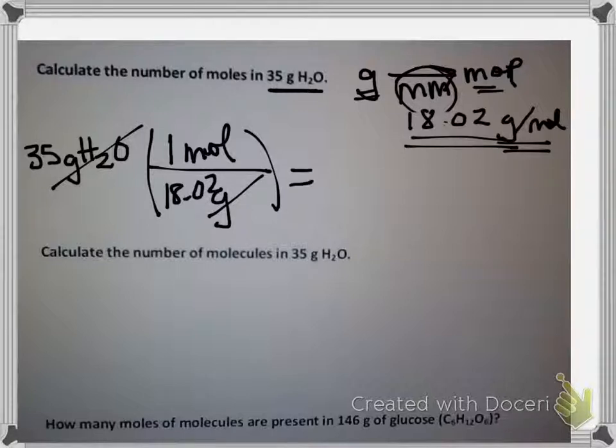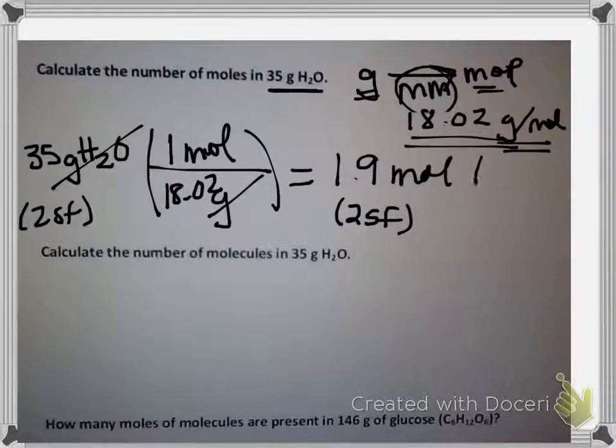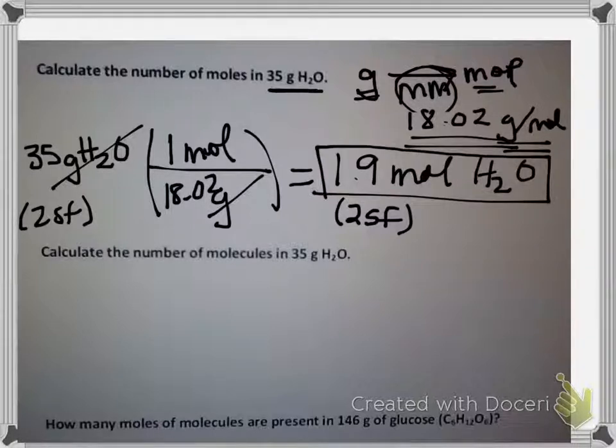Alright, so this time I'm dividing. 35 divided by 18.02. It's going to be about 2, isn't it? When you divide that on your calculator, remember we start with 2 significant figures, so we're going to end with 2 significant figures. I get 1.9 moles. If you have almost twice the weight of a mole of water, then you have almost twice the amount of moles of water. Alright, let's do the next one.